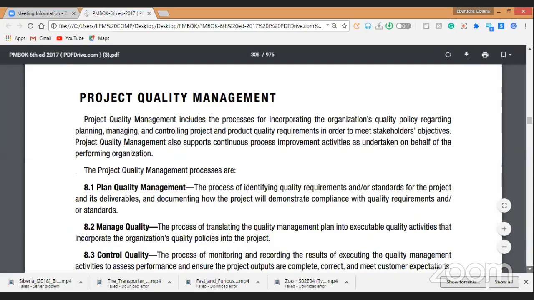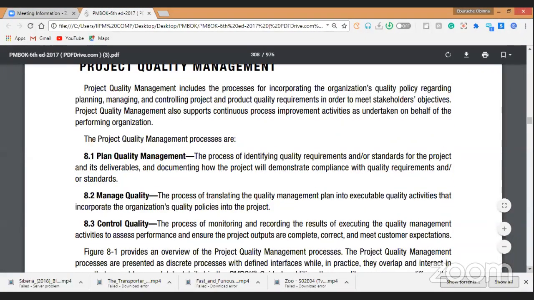Okay, for the people that are asking me to enlarge the screen, can you see the screen better now?